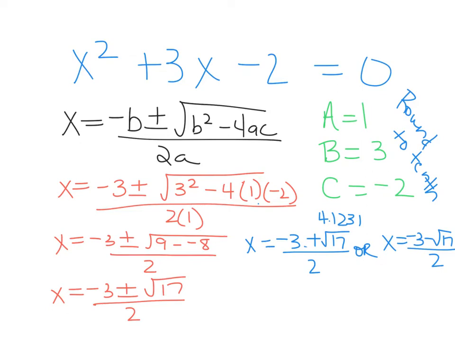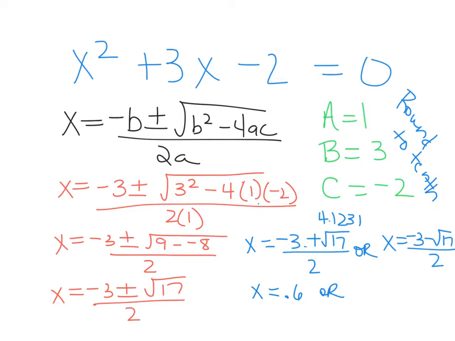So now my problem says -3 plus 4.1231 divided by 2. So I got to do that math, and I sure can't do it in my head. So I'm going to take my calculator and do -3 plus 4.1231, and then divide my answer by 2. My calculator says 0.56155. Now I'm going to round. So my first answer is 0.6.